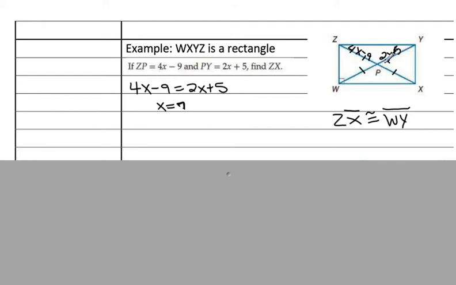So if x is 7, that means I can figure out what each segment is. So again, all four of these are going to be congruent. So if I can just figure out what either ZP or YP is, I can multiply that by 2 and get the entire diagonal ZX. So they told us ZP was 4x minus 9, so ZP is 4 times 7 minus 9. 4 times 7 is 28 minus 9, and that's going to be 19. So the first segment is 19.